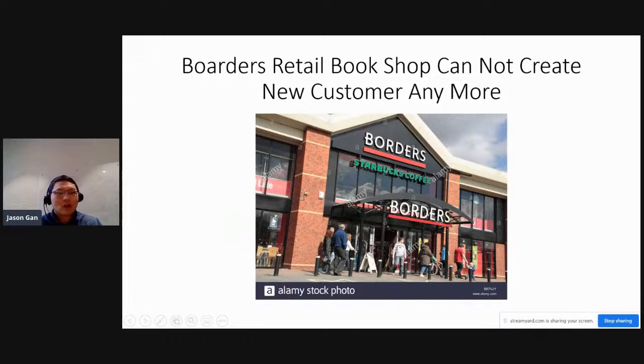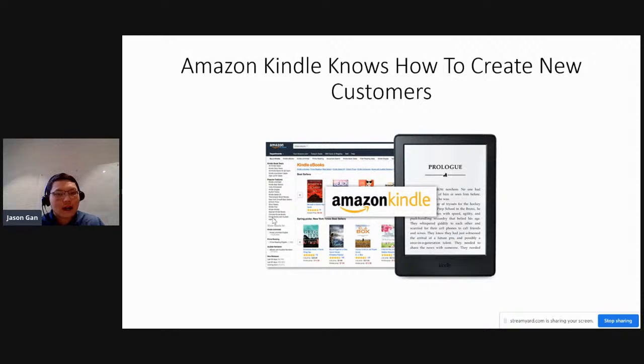And I'll give an example. If you know a company called Borders, Borders was one of the large retail bookshops, and because they partnered with Starbucks, they were very popular and very big as well. But Borders just went bankrupt. The reason why Borders went bankrupt is because Borders could not create new customers anymore. Borders used to use Starbucks to create customers, but they could not create new customers anymore. So then Borders went bankrupt. Why? Because the Kindle came out, and Kindle knows how to create new customers. So Kindle replaced Borders and became another retail bookshop, but online. So that is why it works.